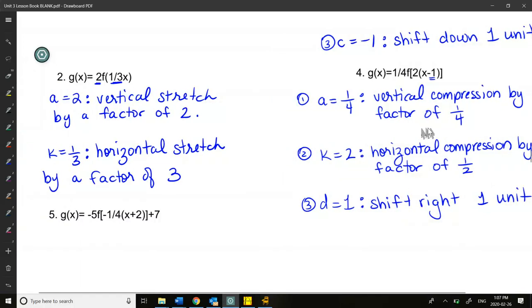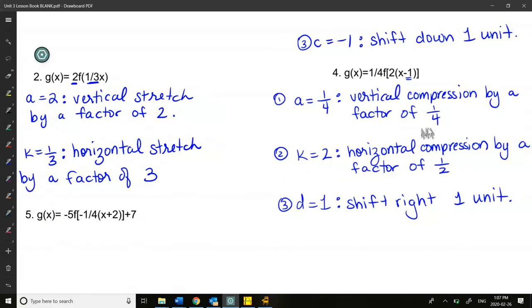Okay, so you guys are going to try out number 5 here. See if you can identify A, K, D, C. And I want you to see if you can write what each of these does in words to your function. So I'm going to give you a little head start on that one, and then I'll start writing it myself, and you can check your work.